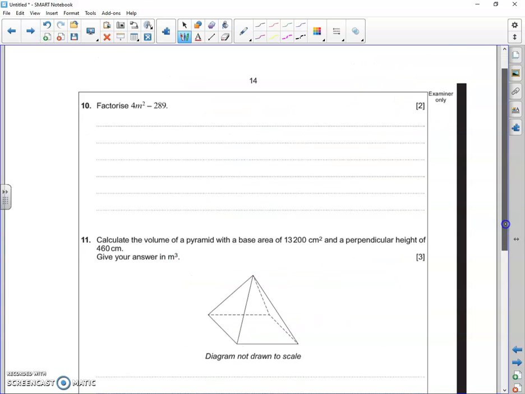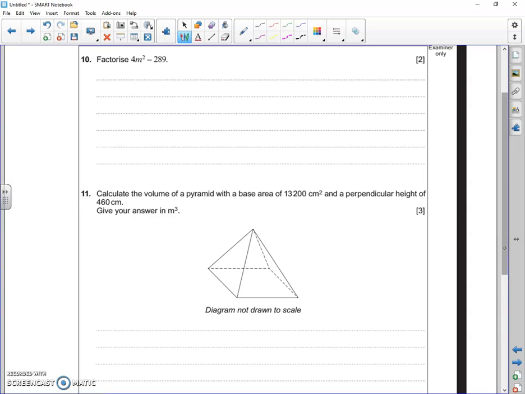Number 10. Don't normally see factorising on a calculator paper, but here we are. And this is a different type of factorising. Hopefully you're going to spot here that because we've only got two terms, because they're taken away from each other, and because 4 is a square number, and so is 289, but you may not realise that straight away, that this is actually the difference of two squares, which is a very special type of factorising.